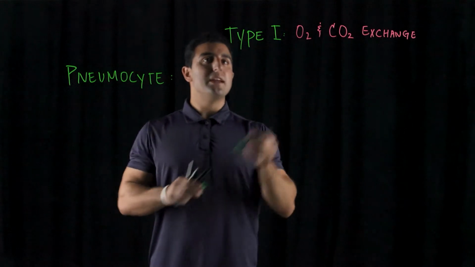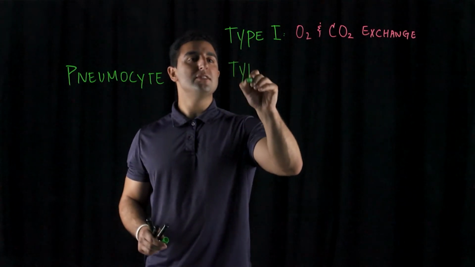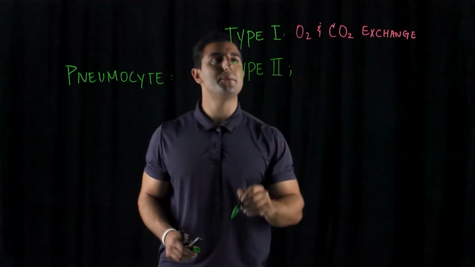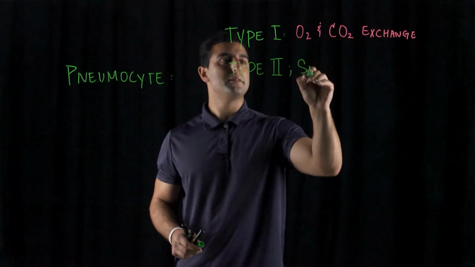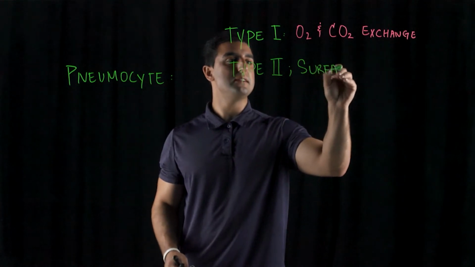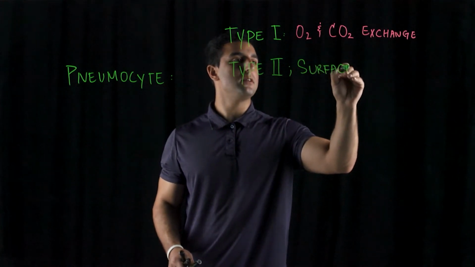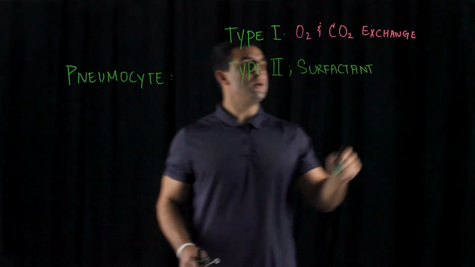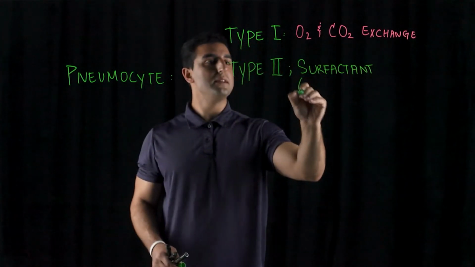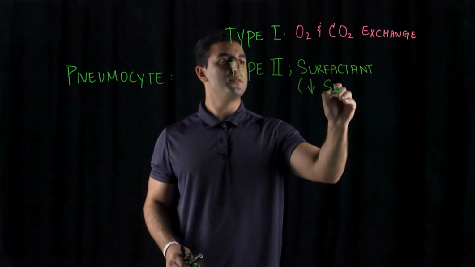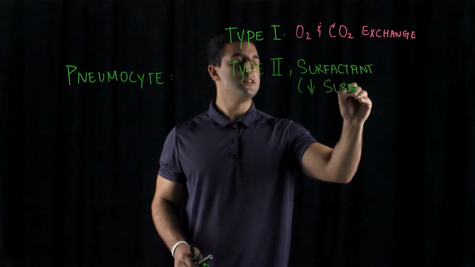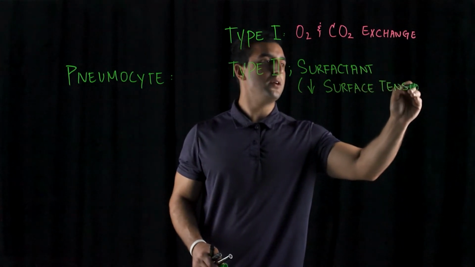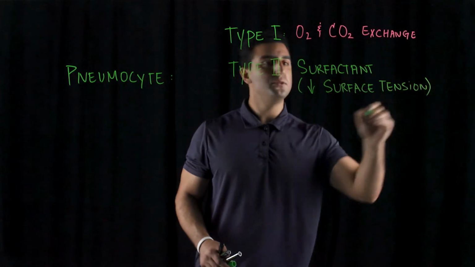Number 2 is type 2. These are a special type of cells that secrete a very slippery chemical called surfactant. Surfactant is a hydrophobic chemical that leads to a decrease in surface tension. So surface tension, what does that mean? Surface tension is the tendency of molecules to bond to certain regions, right?